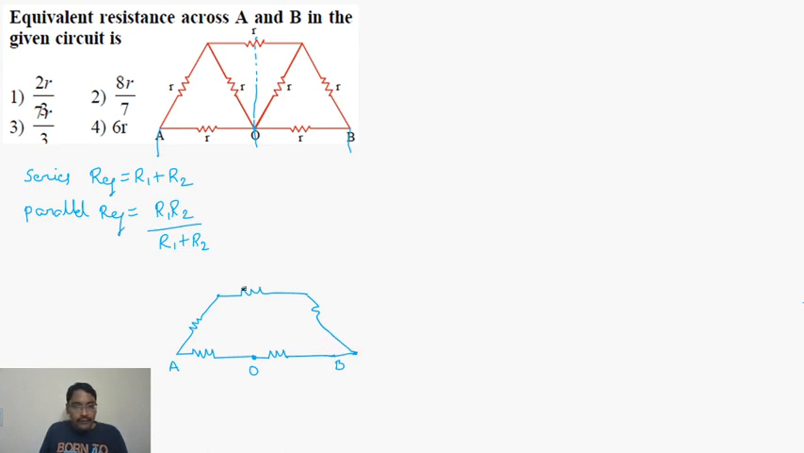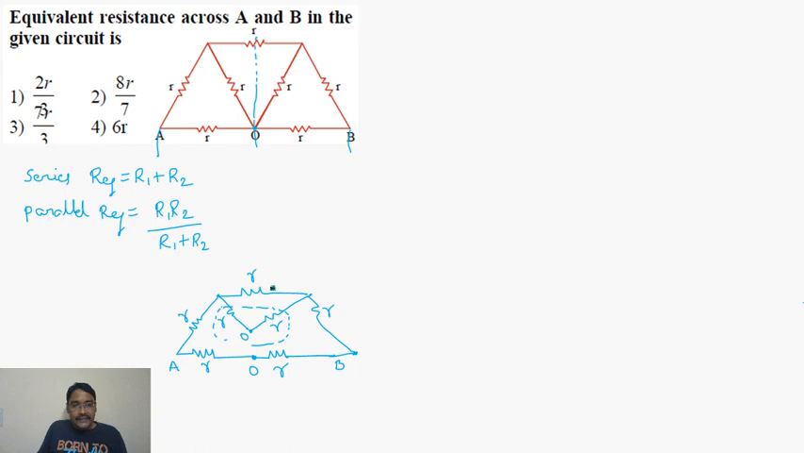Okay, this is point B. This is the point O, and at both these two points the potential is the same. Okay, so the value of each resistor is R. If you observe this circuit, these two resistors are in series, and this combination is in parallel with this resistor.